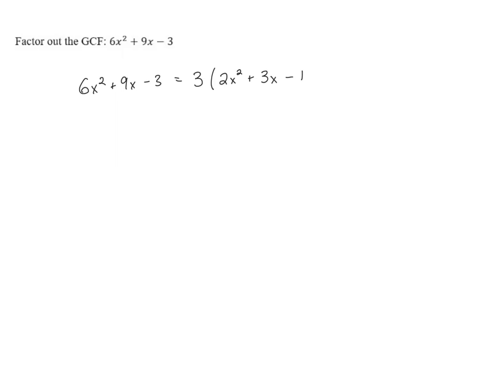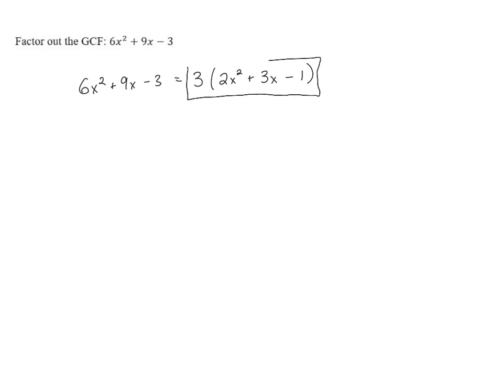When we're pulling out the GCF and seeing what's left over, we're dividing by the GCF. So here, 6x squared divided by 3 is what gives us 2x squared. 9x divided by 3 gives us 3x. And if we have this negative 3 and divide it by 3, that ends up giving us negative 1. So we do need that last term there in the leftovers for everything to work out.